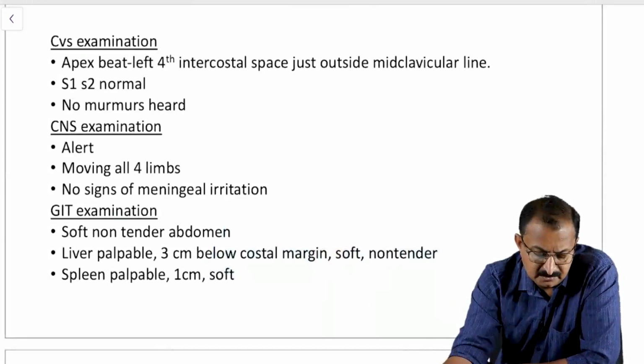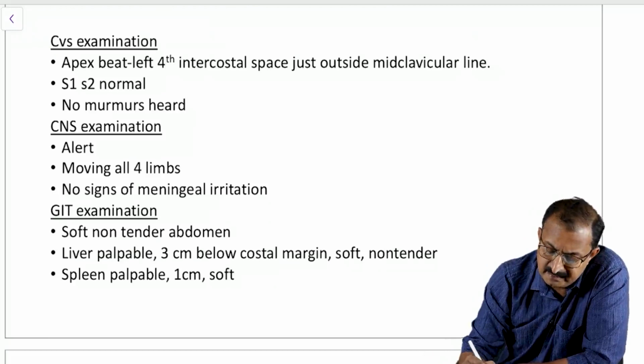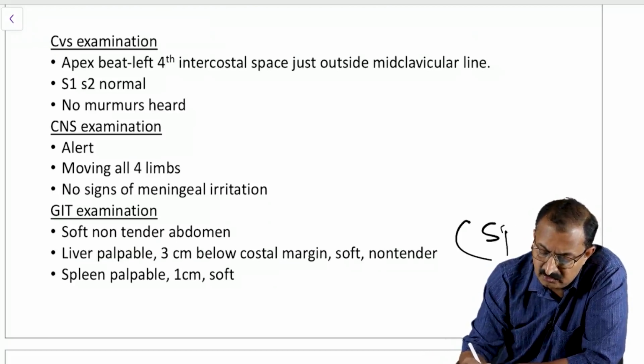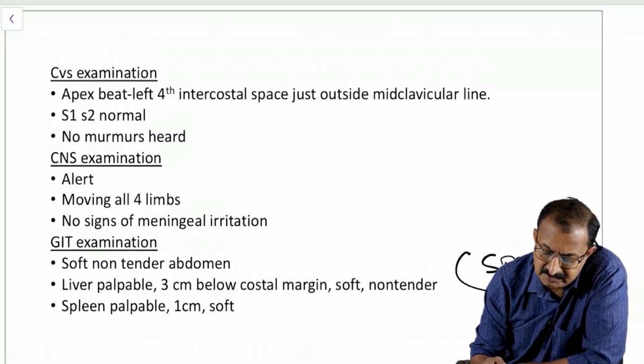CVS examination is essentially normal. Nervous system also normal. GIT, the liver is palpable 3 cm below the costal margin, which is soft and non-tender. You have to look for the liver span also. Here the liver span is normal. So, spleen is palpable 1 cm, which is soft.